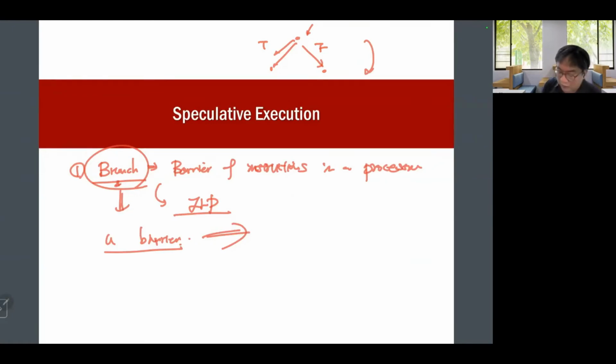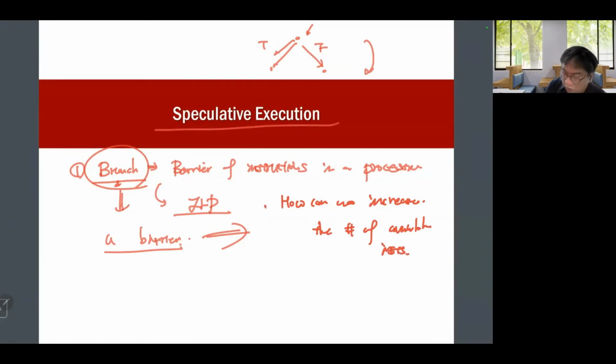Then how can we improve the performance of out of order process architecture? Which means, how can we increase the number of available instructions? That is the idea of speculative execution.